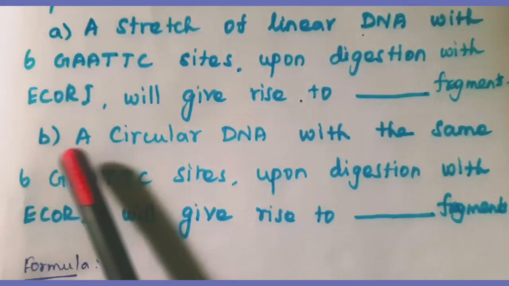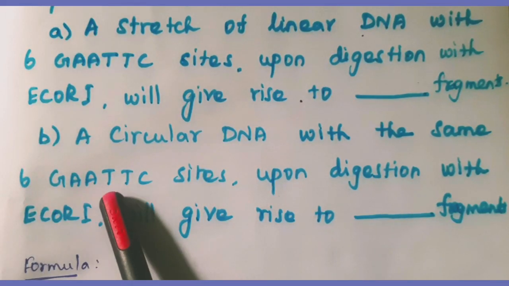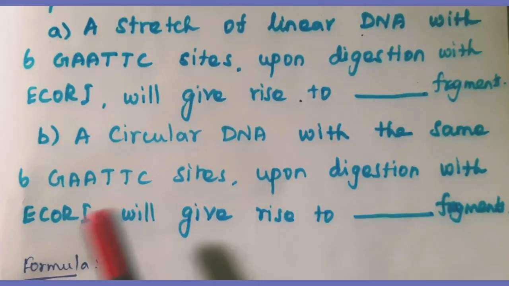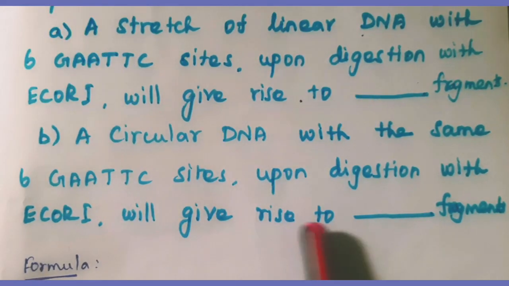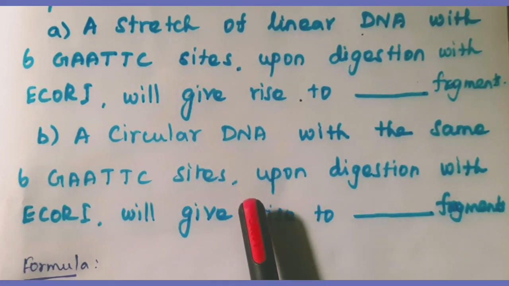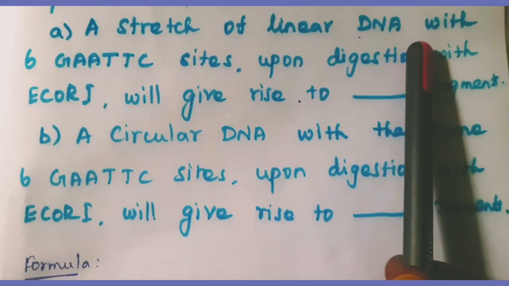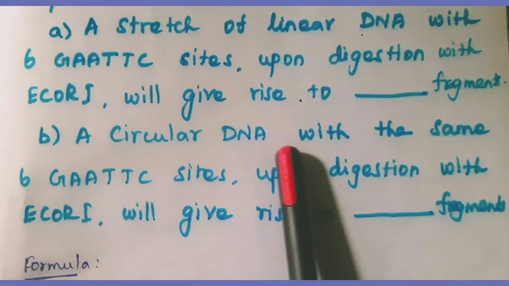The second question, B: a circular DNA with the same 6 GAATTC sites upon digestion with EcoRI will give rise to dash fragments. So here we are going to calculate how many fragments will be formed by the EcoRI enzyme in the linear DNA molecule, and also in the circular DNA molecule.